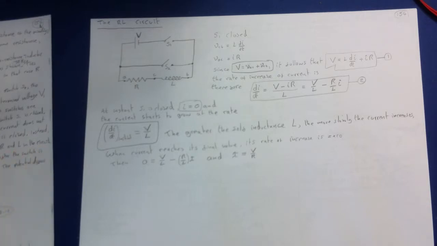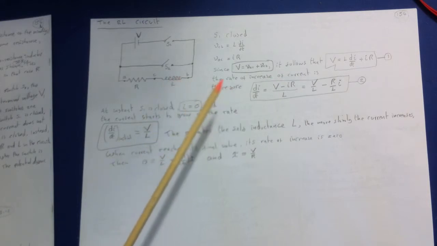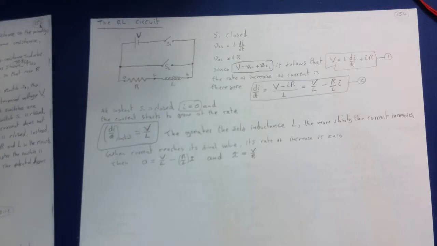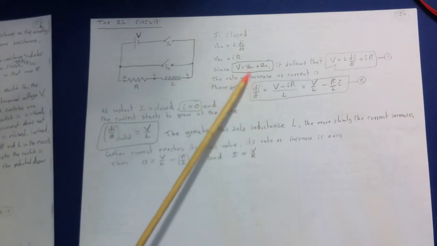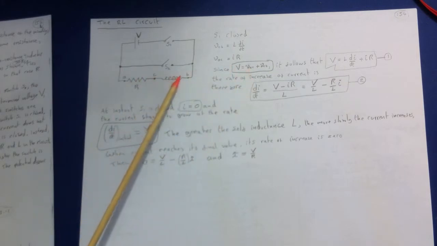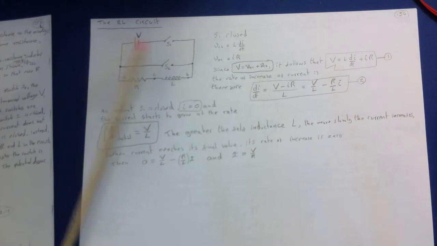Let little i represent the instantaneous current at some time t after the switch is closed, then di by dt is its rate of increase at that time. The potential difference across the inductor then is L di by dt. So across here, the voltage drop is L di by dt. And the potential difference across the resistor is iR. V, the total voltage, is this voltage plus this voltage, and that equals the source voltage. So the source voltage will equal the voltage across there and the voltage across there.